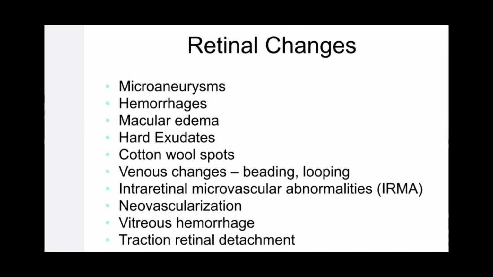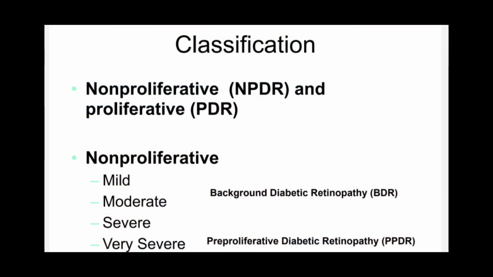Retinal changes in diabetic retinopathy. Microaneurysms, as I said earlier, are the earliest manifestation of the disease. Hemorrhages, macular edema, hard exudates, cotton wool spots, venous changes, intraretinal microvascular abnormalities, neovascularization, vitreous hemorrhage and tractional retinal detachments are the other manifestations. There is a classification for diabetic retinopathy known as the ETDRS classification, which classifies diabetic retinopathy into non-proliferative and proliferative types. Non-proliferative is again divided into mild, moderate, severe and very severe.